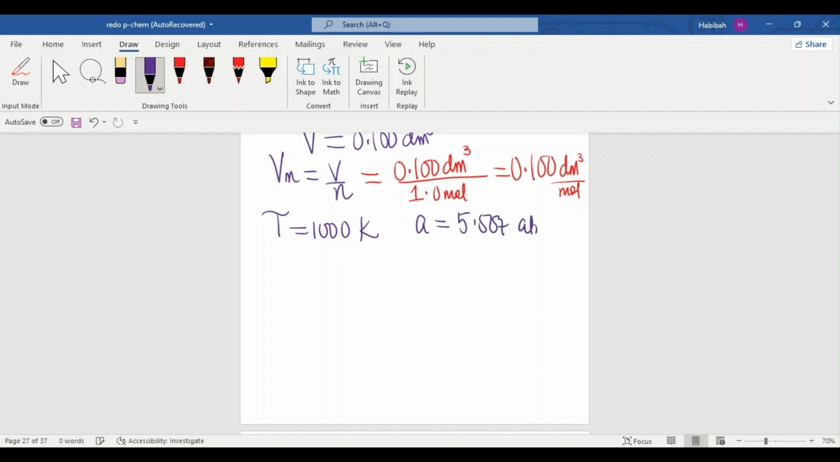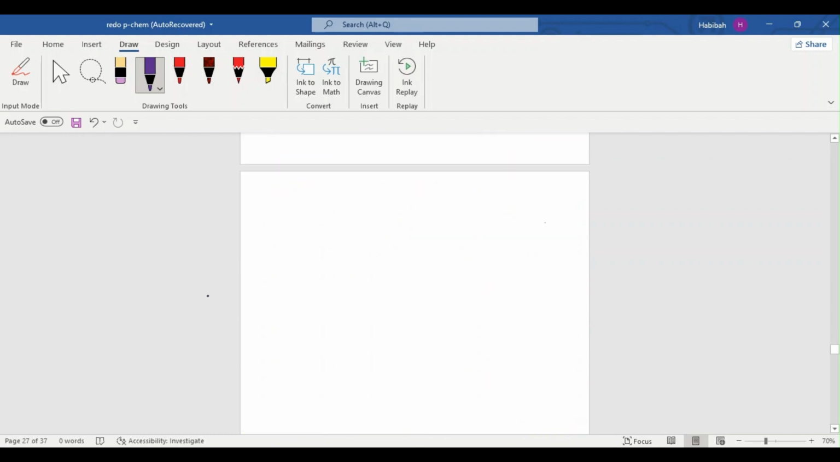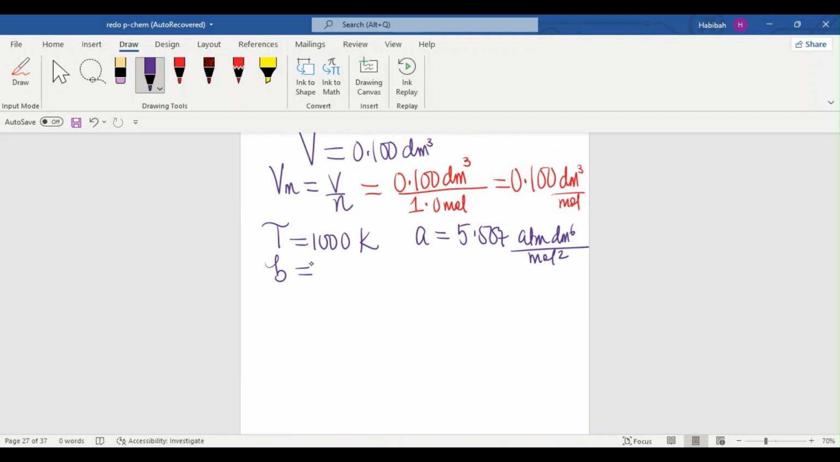5.507 atmosphere. I'm only rewriting this so I don't have to go back and forth up top, because it's going to be confusing to everyone watching if I keep going up and down. So that's why I'm just rewriting this. So you have B is just 6.51 times 10 to the power of negative 2 dm cube per mole. So now we're going to substitute.